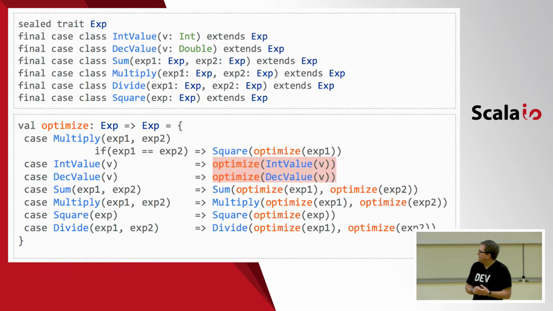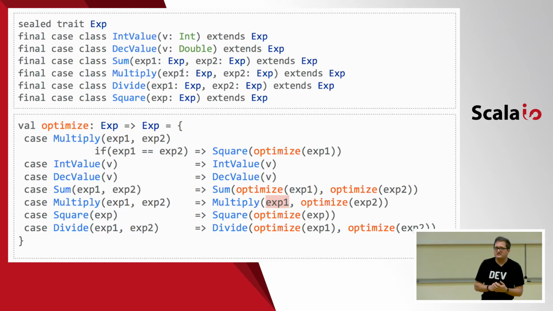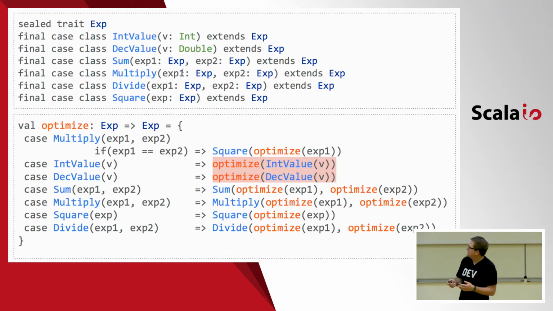What happens if I call optimize for leaves? Like for the integer value and decimal value, those are the values that should actually return a value back. But I can call optimize on them as well. And this program will run infinitely. This will never, ever execute. They will never give me a value back. But the compiler will be happy.